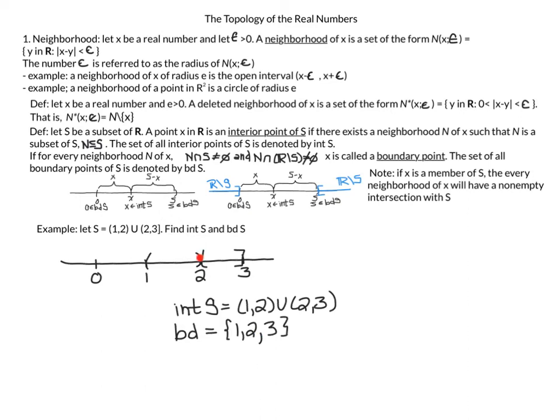2, because if we draw a little tiny neighborhood around 2, well, 2 is not in S, but the moment you have a little epsilon around it, you're going to be inside S on this side as well as in S over on this side. So 2 is on the boundary. Similarly, 3 is on the boundary because once you draw a neighborhood around 3, you'll have things inside of S and things outside of S. So there are 3 boundary points.